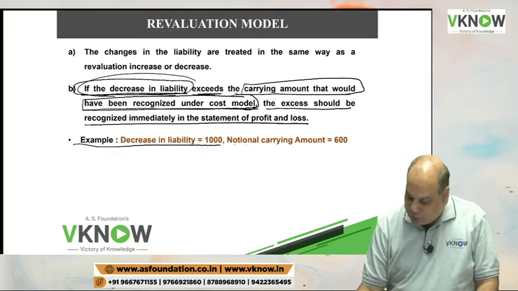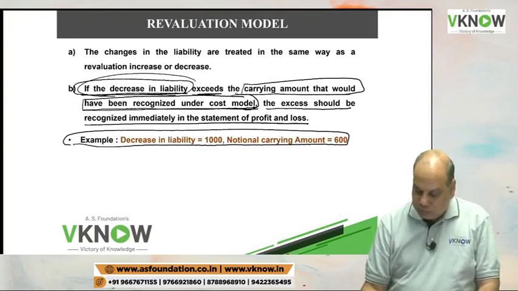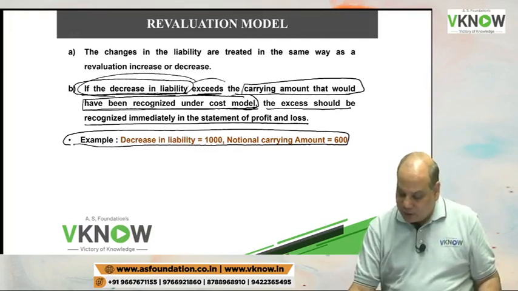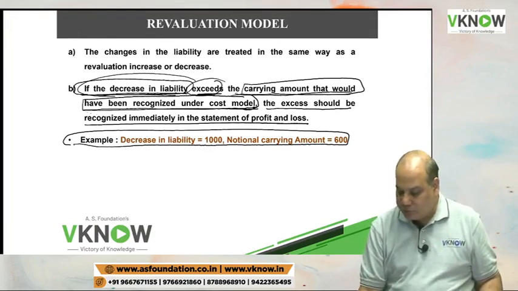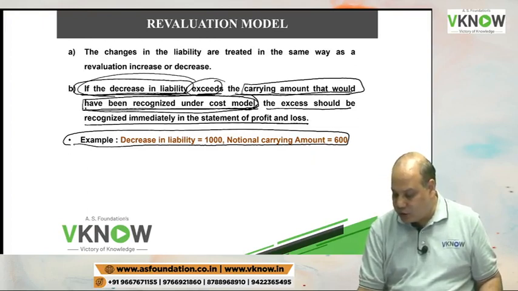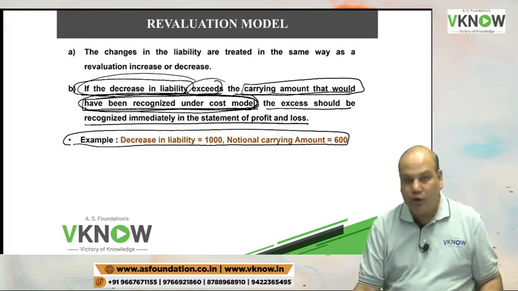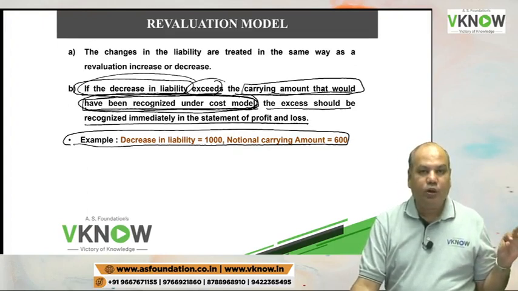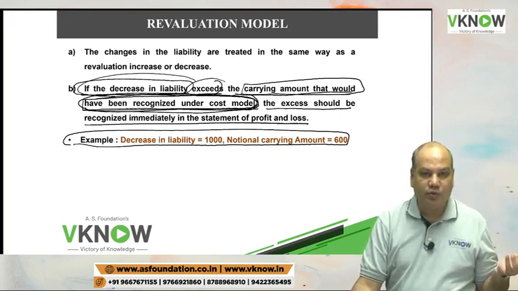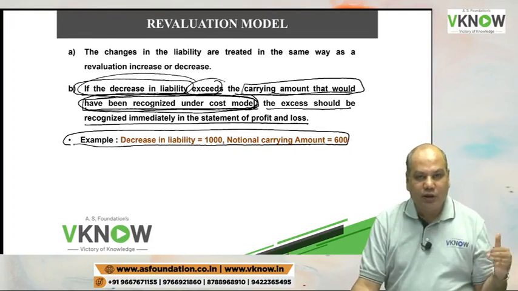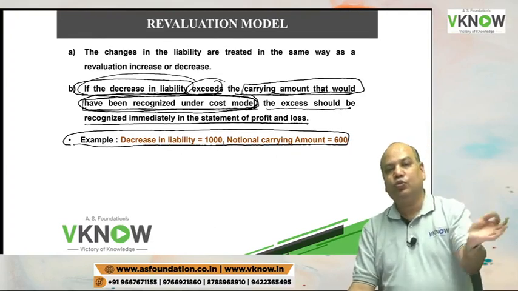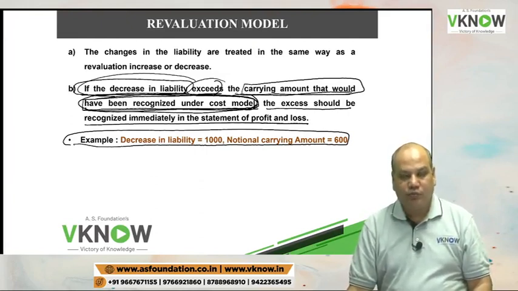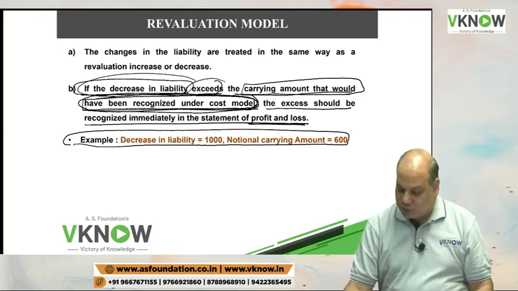Write down this example to understand this point. There is a decrease in liability, and it is more than the carrying amount that would have been recognized under the cost model. Had you followed cost model, what would have been the carrying amount? If the decrease in liability exceeds the carrying amount you would have calculated under cost model, that excess amount will be transferred to P&L account.